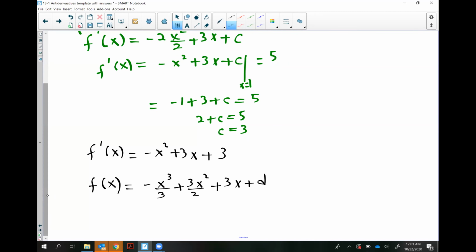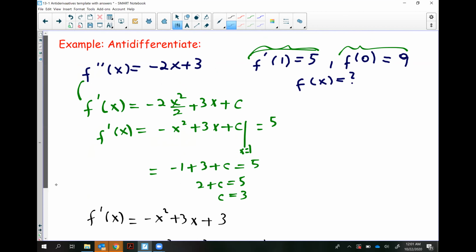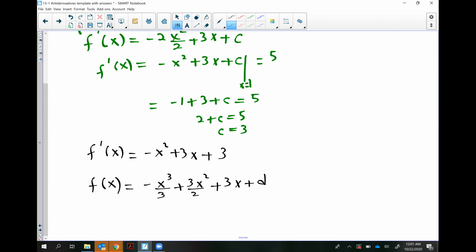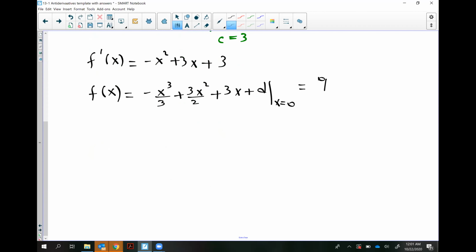And let me see, what were the given values? They said f of 0 is 9. All right, so if I plug in x equals 0 into this, I need to set the whole thing equal to 9, and that will help me determine the value of d. So 0 for x makes it easier. Everything is 0, 0, 0 plus d equals 9. Therefore, d is equal to 9.